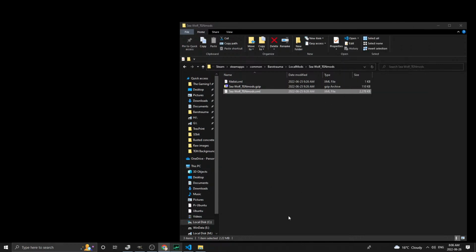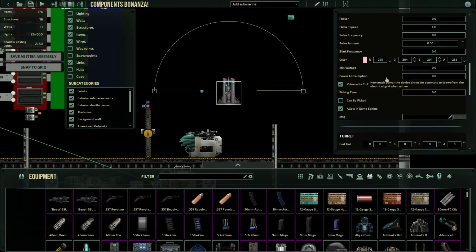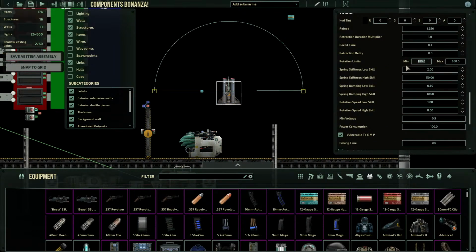302.8. Go back to this one, and we're going to go into here, to our turret controls, and we're going to say the minimum, 302.8, and 302.8. Pretty damn close.